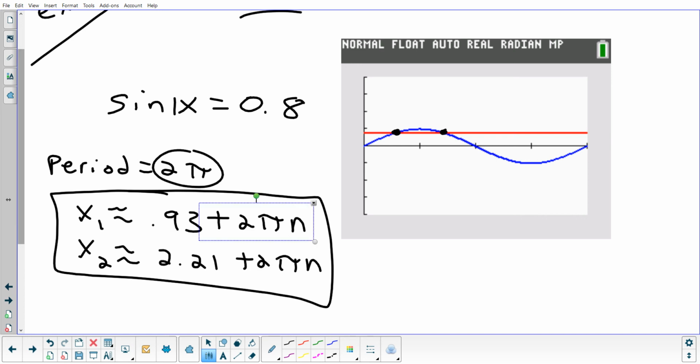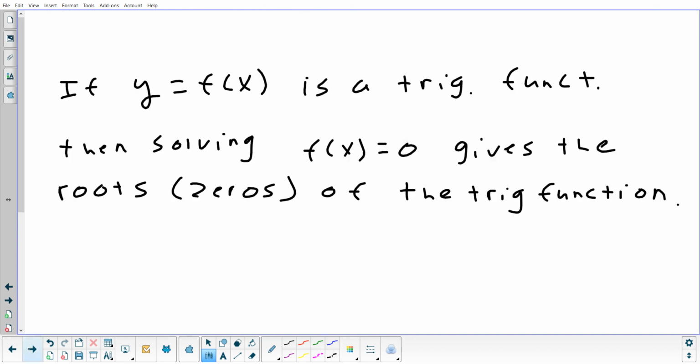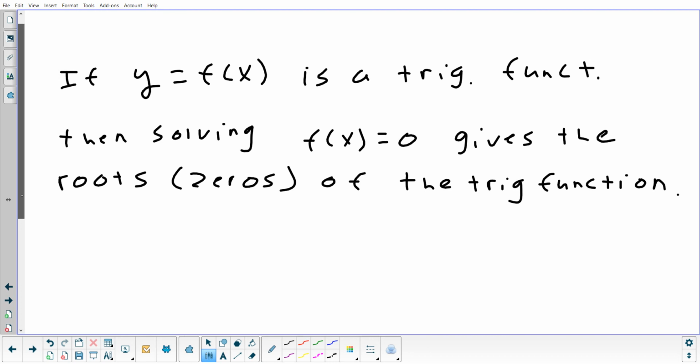And if n was a negative number, it would bring you back cycles, before the ones you started with, because this repeats forever in each direction. Okay, questions on that? All right. So, hold on one second. Yeah, we can write this.